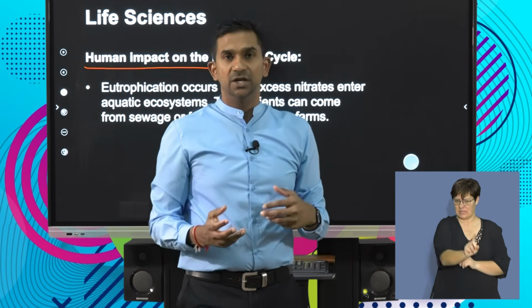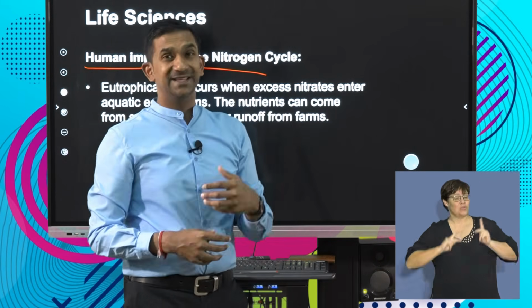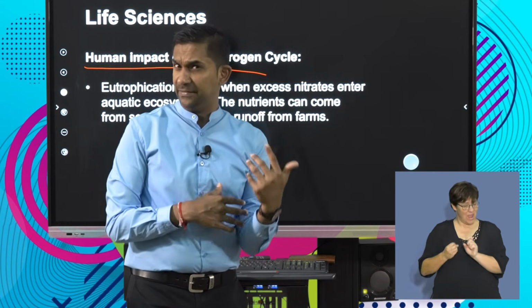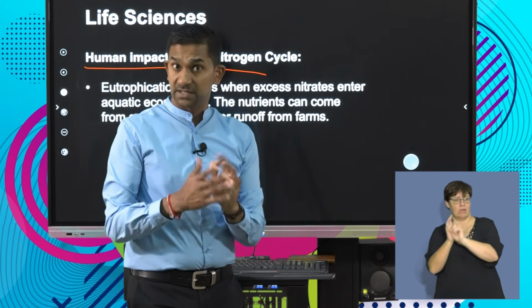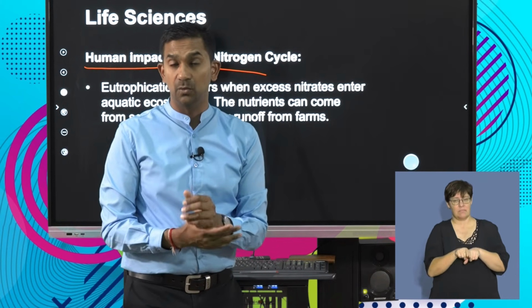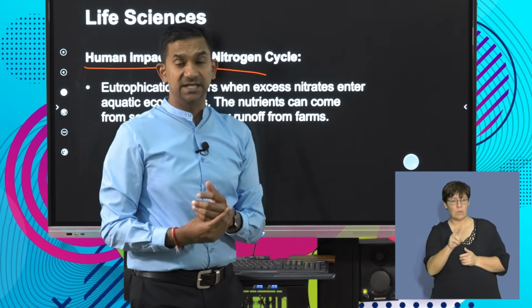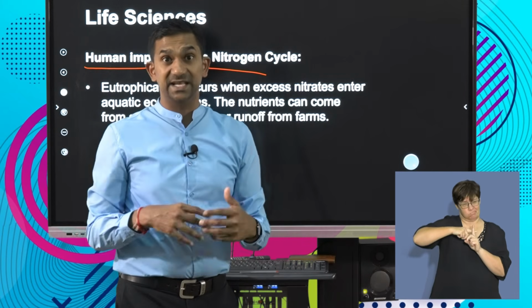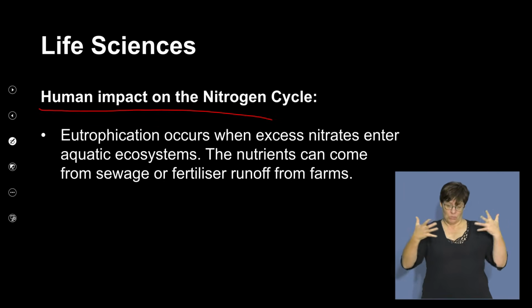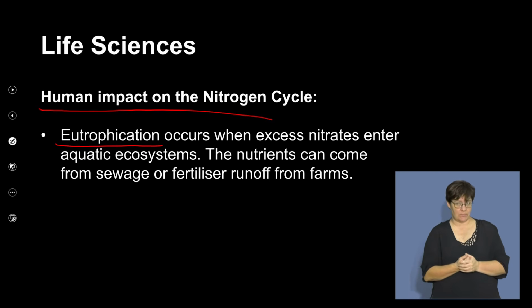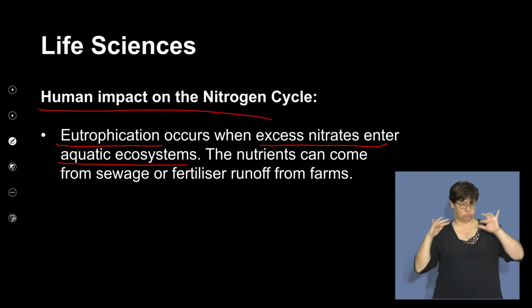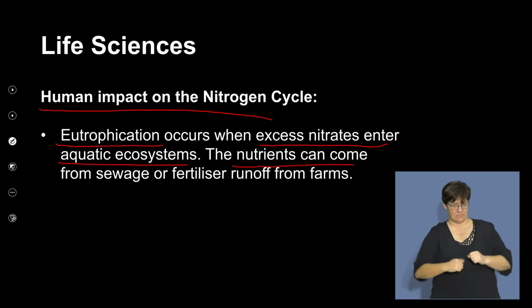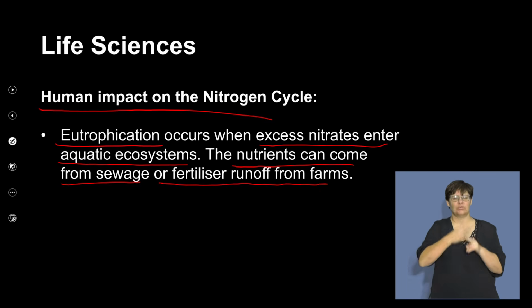As I mentioned, due to human activity, we have significantly influenced the balance of gases in the atmosphere. One such gas is carbon dioxide, which has led to global warming. Another is nitrogen. Let's see how nitrogen in excess can affect the environment. The process called eutrophication occurs when excess nitrates enter aquatic ecosystems. The nutrients come from sewage and fertilizer runoff from farms.